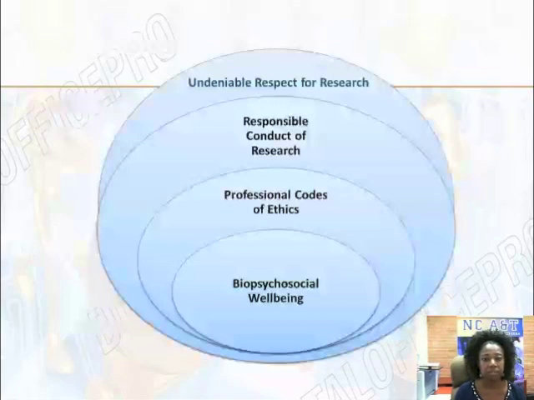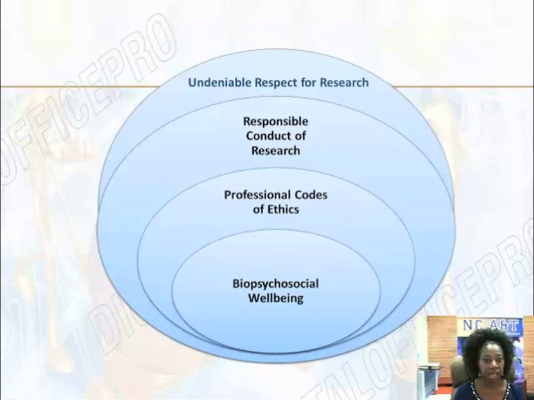In following these research compliance guidelines, we want to also emphasize that you as a graduate student must take care of yourself. So that's why the first level of this circle is biosocial well-being. And then you also have your professional codes of ethics that will be spread out according to whatever your major or discipline is. Then we have the standards for responsible conduct in research. And all of these get us to the undeniable respect for our research.